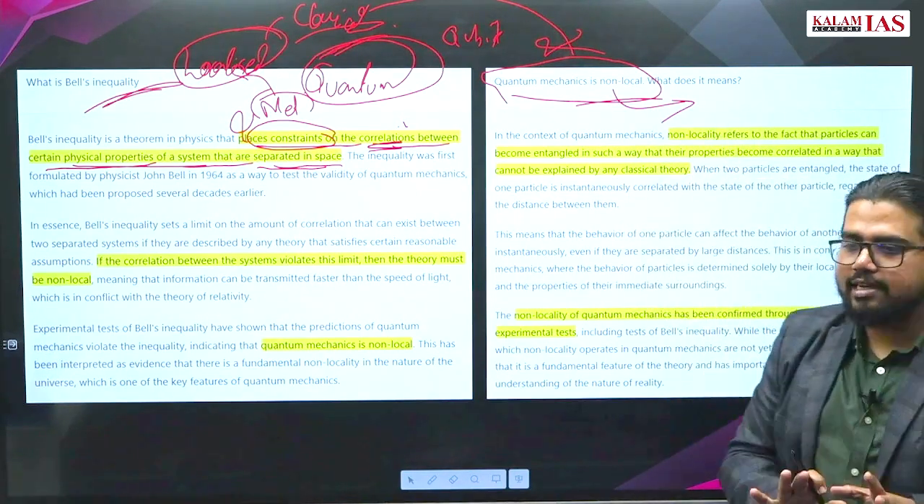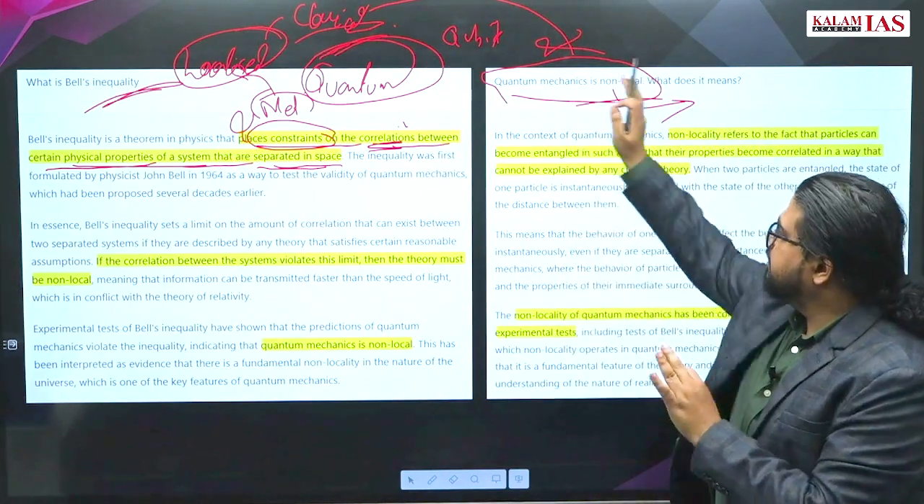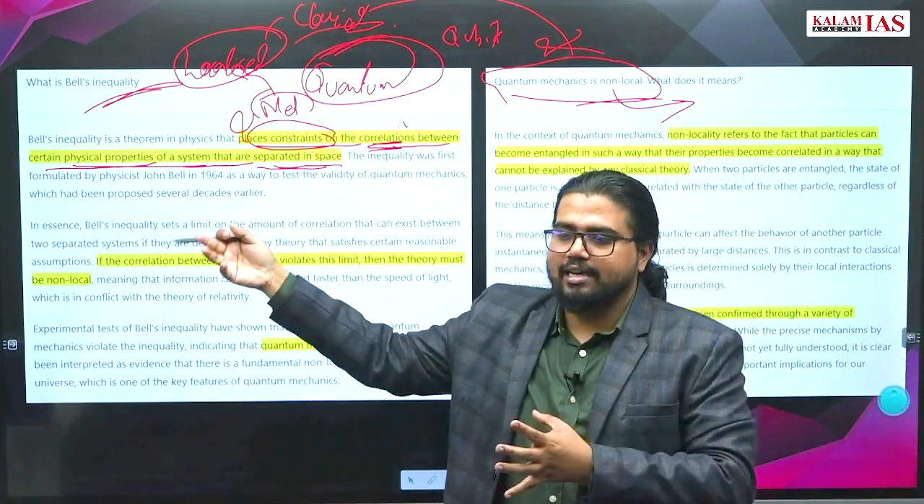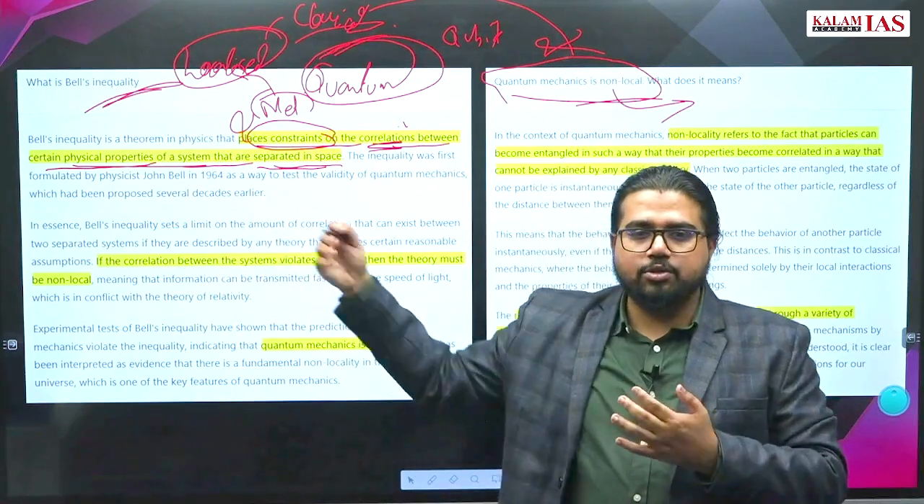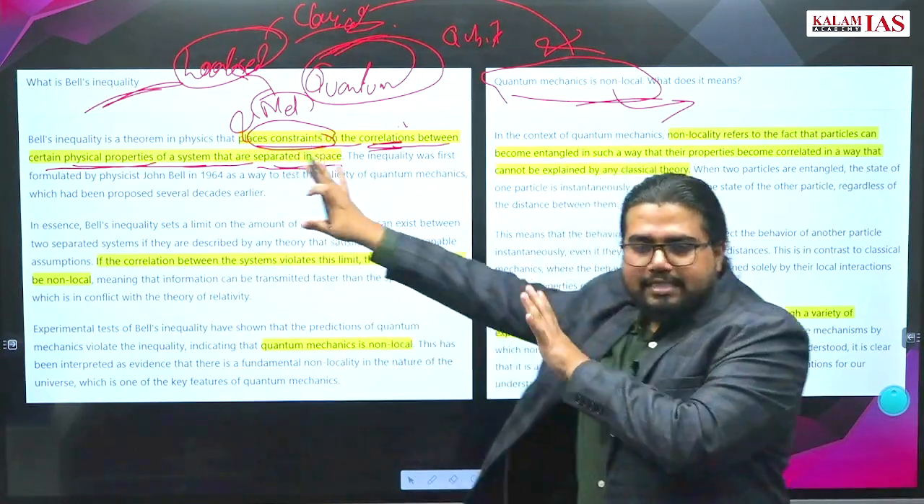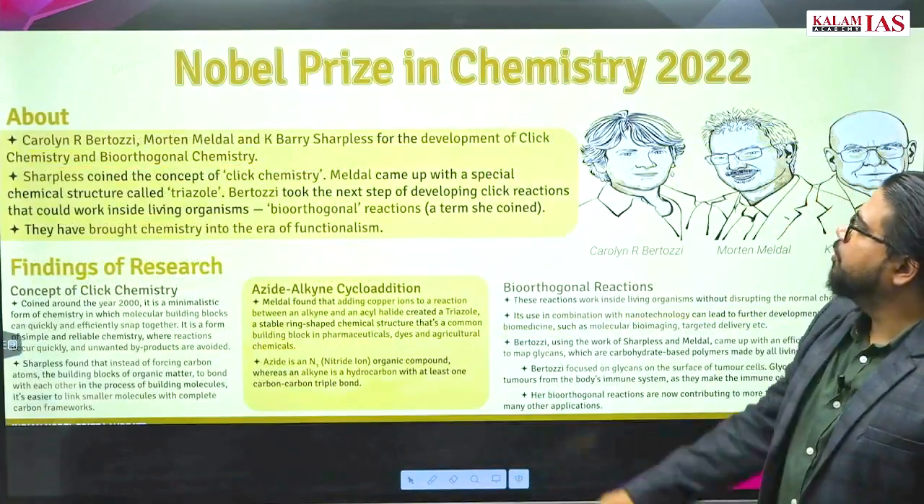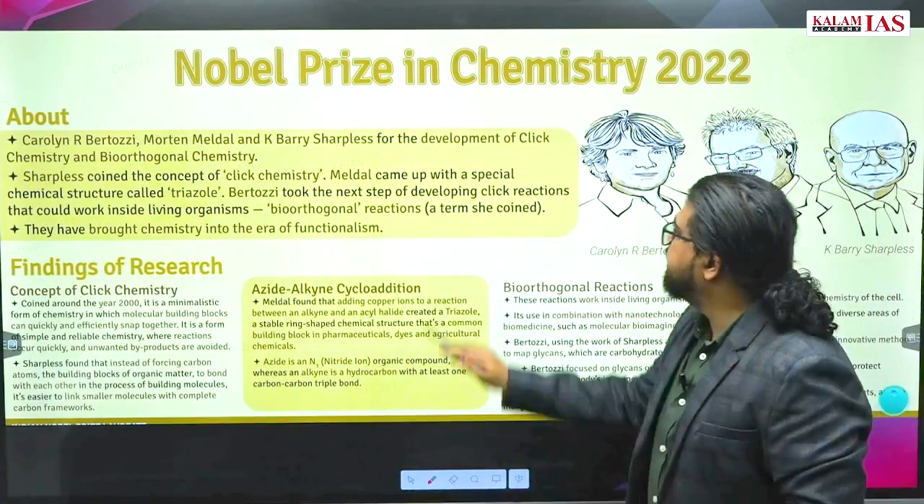So what question can come is about the very basic fundamental concepts of this, or what exactly this inequality is related to. Please, you should know it is related to quantum mechanics. Basic idea is this much. Go ahead.